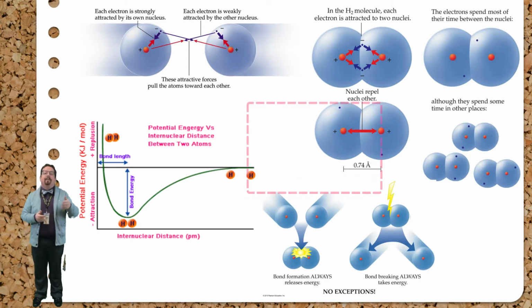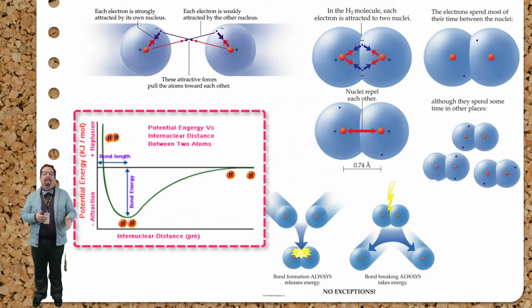That's represented on this graph here. The y-axis is the potential energy, and the x-axis represents the distance between the nuclei of each atom. You can see that there's a certain point on this potential energy graph in which the two atoms have the lowest amount of potential energy. At that point, the location on the x-axis represents the length of that bond.